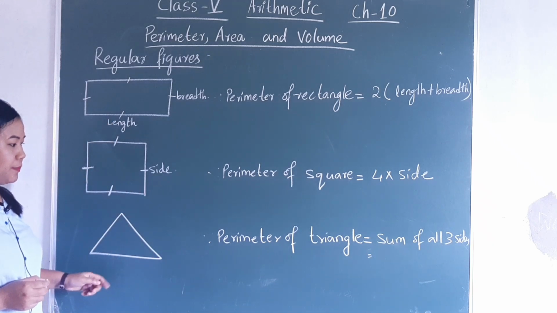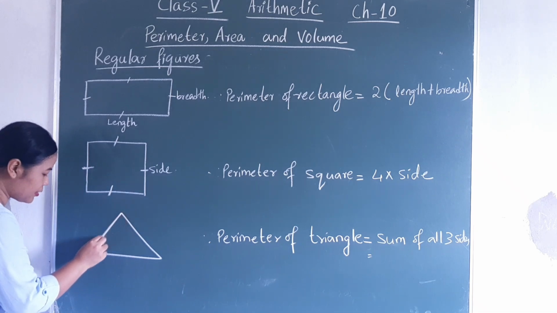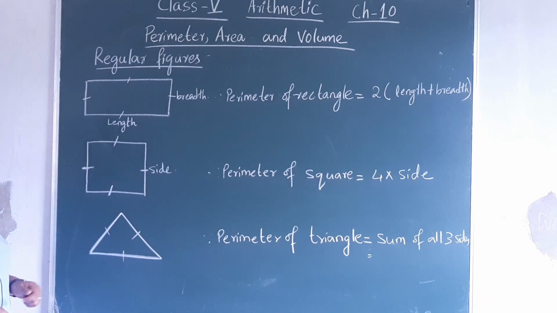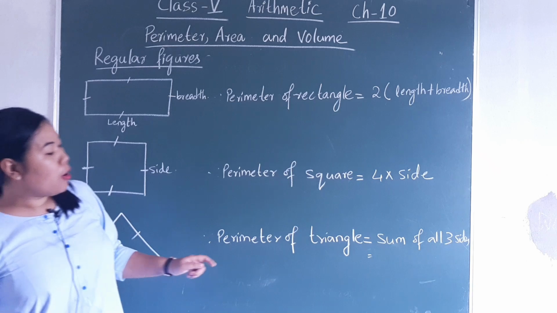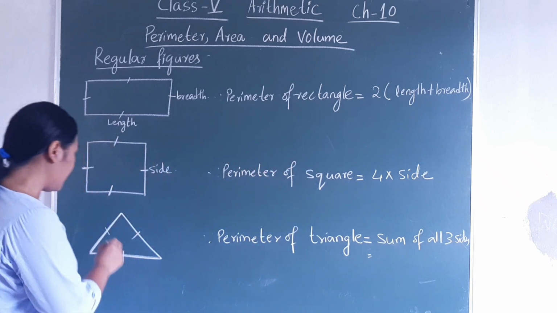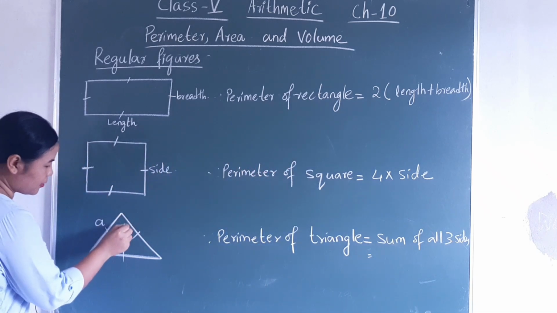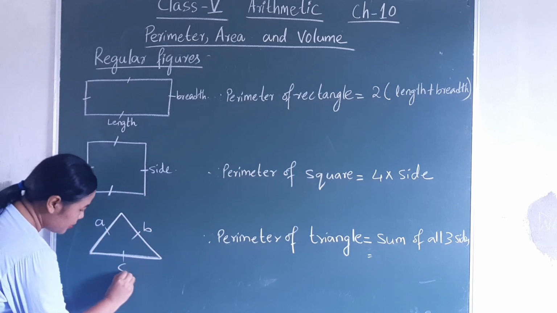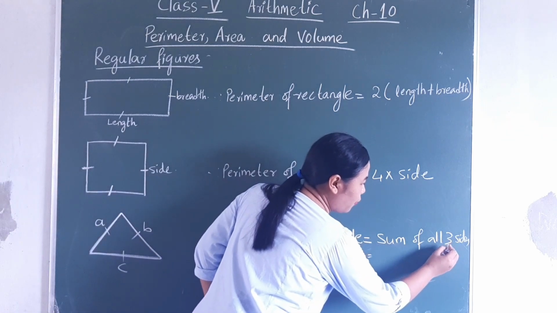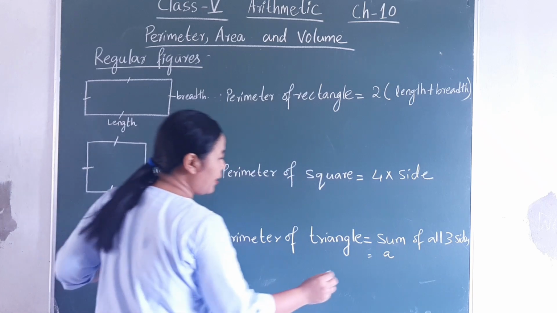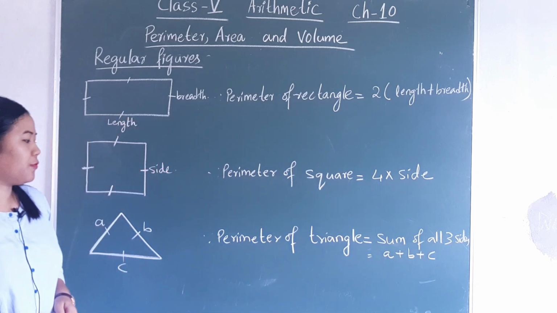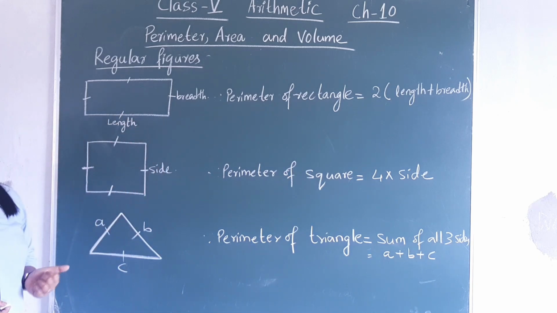Next is a triangle. Now in a triangle you will see that there are how many sides? There are 3 sides. So to find the perimeter of a triangle, we have to do sum of 3 sides. Suppose this side is A, and this is B, and this is C. Suppose these are the length of the triangle. So what did we say? Sum of all the 3 sides. So what do we do? A plus B plus C. So this is how you have to find the perimeter of these shapes.